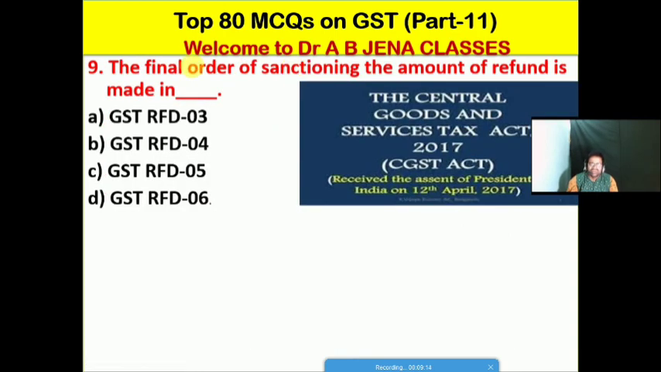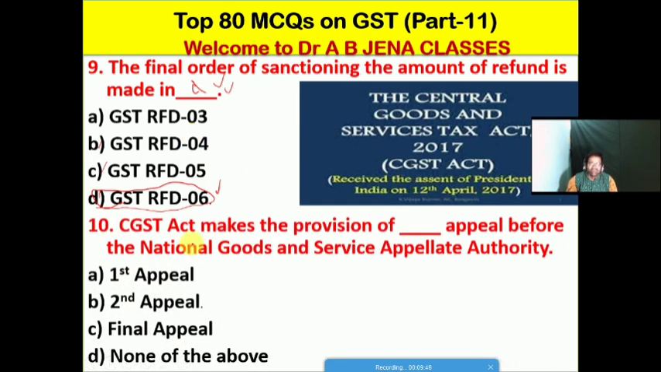Next, we will see: the final order of sanctioning the amount of refund is made in which form? A, GST RFD-3. B, GST RFD-4. C, GST RFD-5. D, GST RFD-6. So friends, D is the right option for this MCQ. The final order of sanctioning the amount of refund is made in GST RFD-6 form.